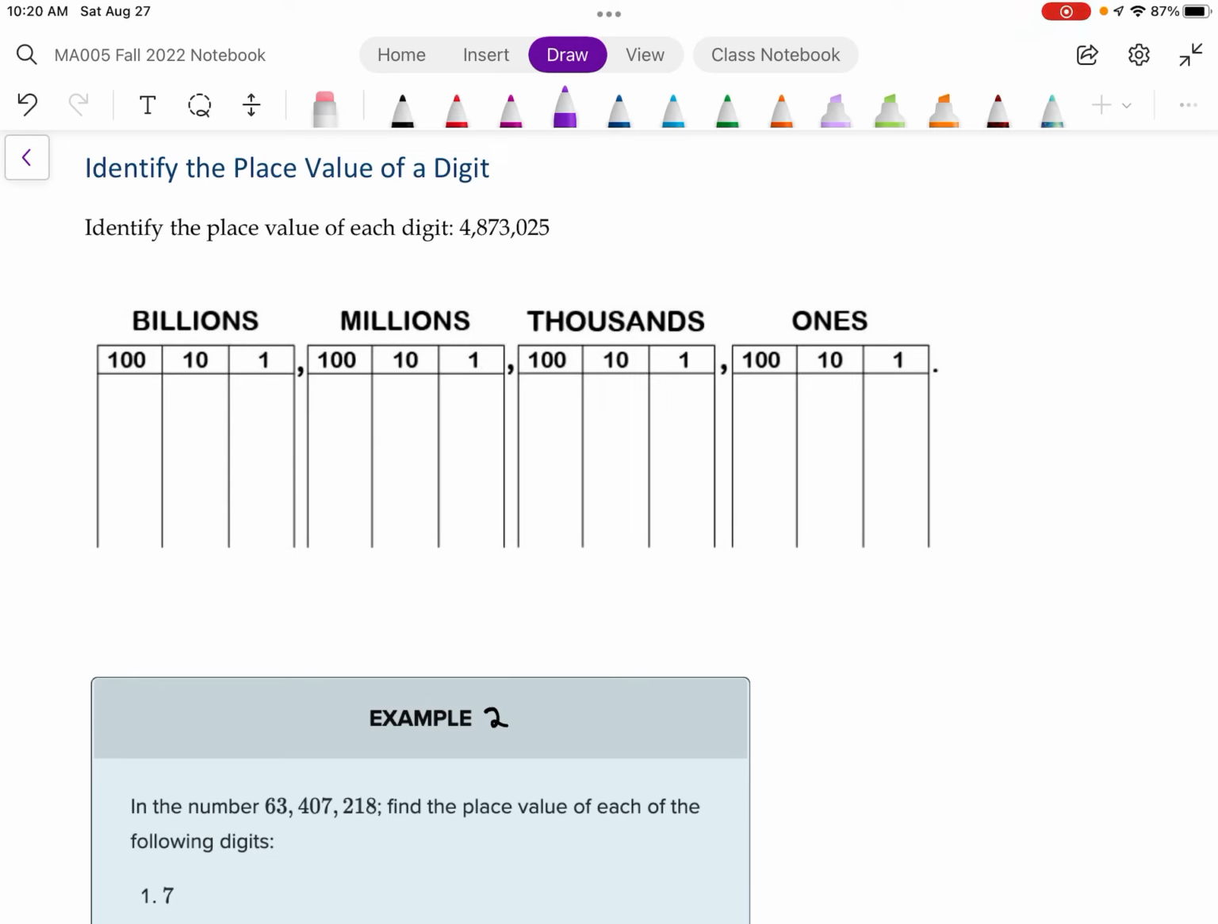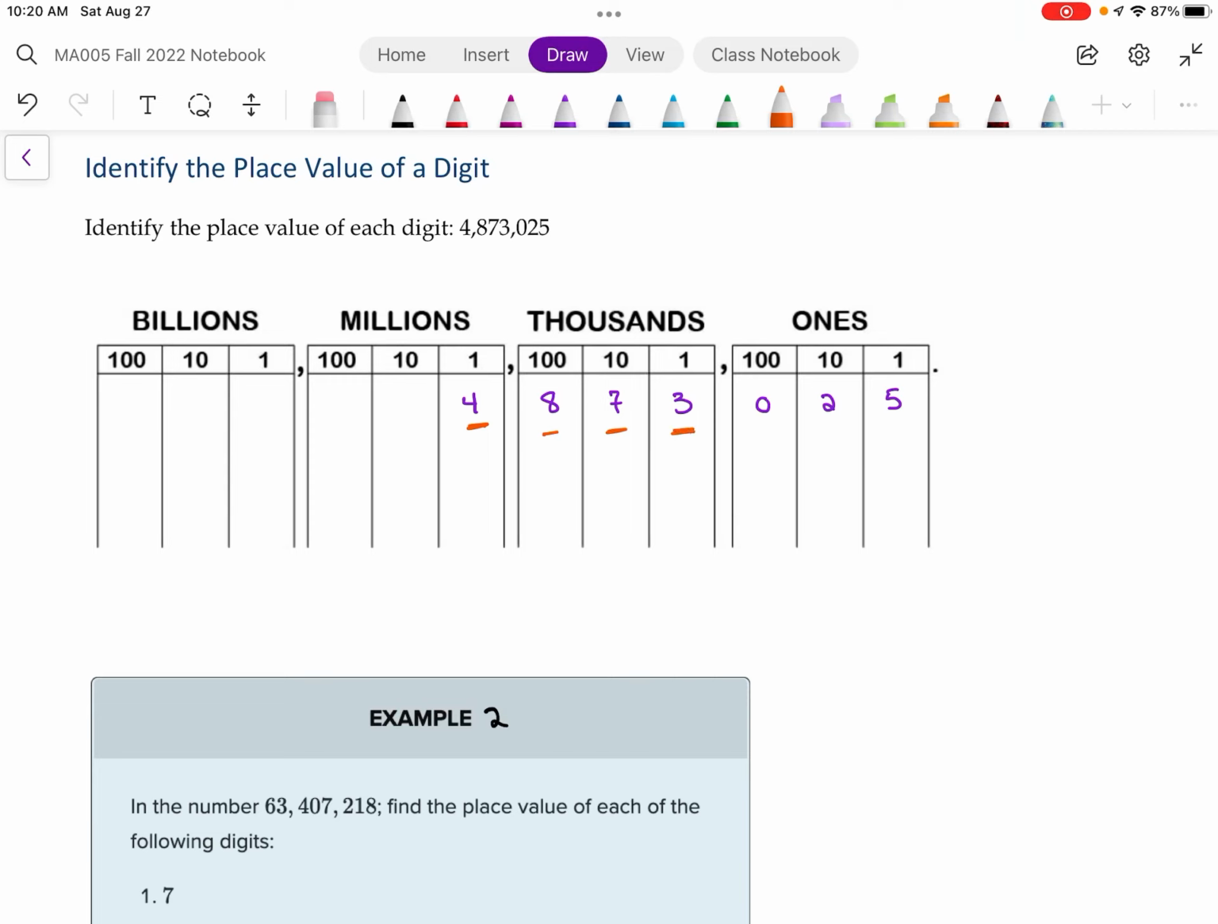So if you are confused by this, just start with the right digit and work left. 5, 2, and 0, that's the 0, 2, 5 at the end. And then we've got the 3, the 7, and the 8, and the 4. Now we can tell what place value each digit holds. The 4 right here is going to be the millions place. The 8 is the 100,000s place. The 7 is the 10,000s place. The 3 is the 1,000s place.